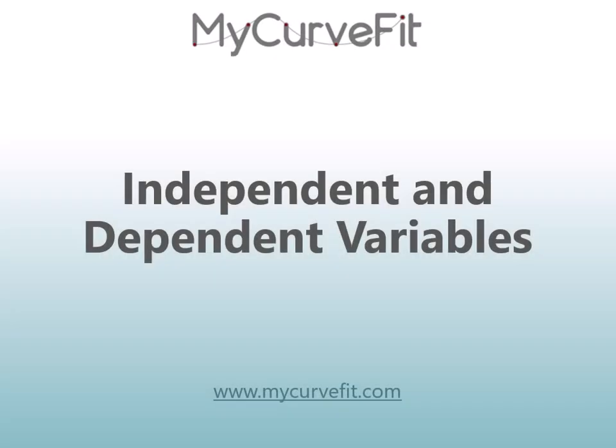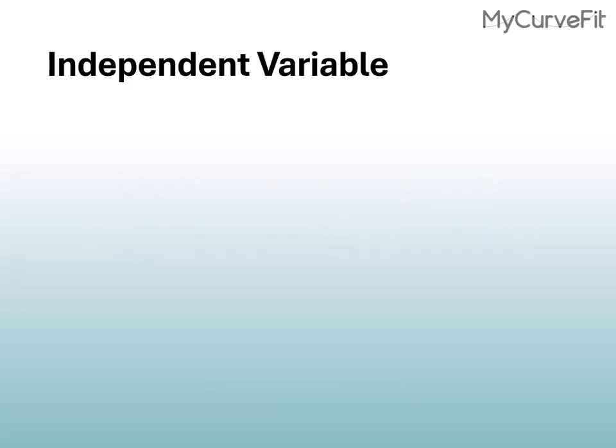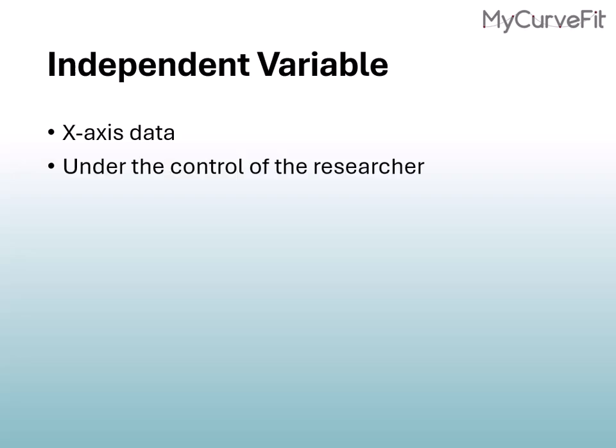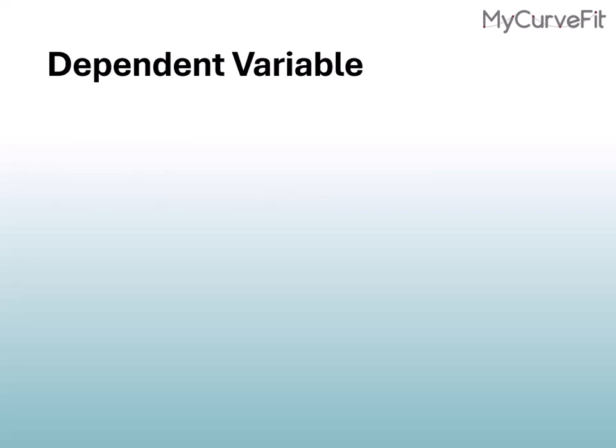In this video, we'll cover independent and dependent variables and how they're used in curve fitting. In curve fitting, the independent variable is the x-axis or horizontal axis data. This is the input or predictor that you control or choose, the explanatory data. The dependent variable is the y-axis or vertical axis data. This is the output or response that you measure or observe.